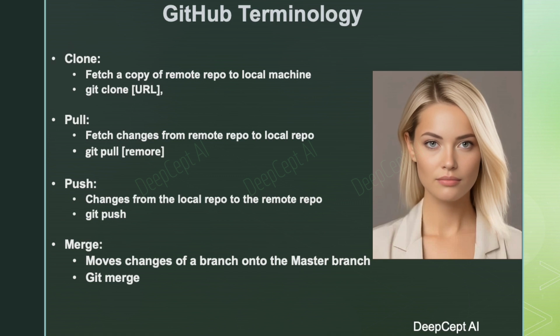Merging is the process of combining changes from different branches into one. It's commonly used to integrate feature branches back into the main branch.